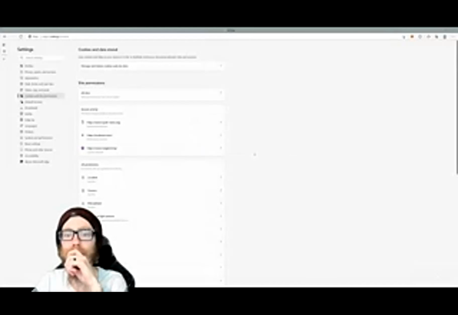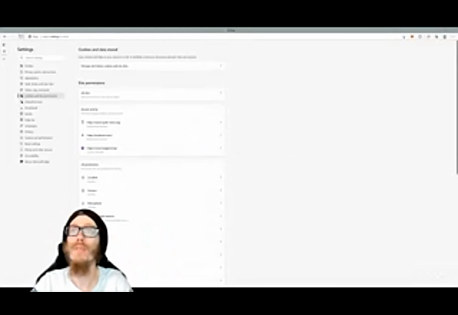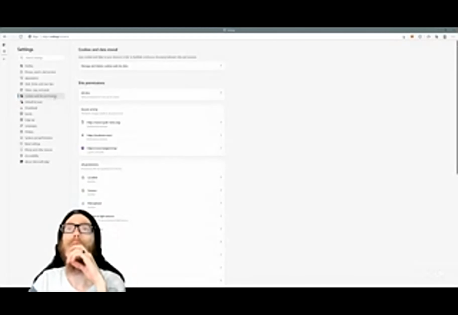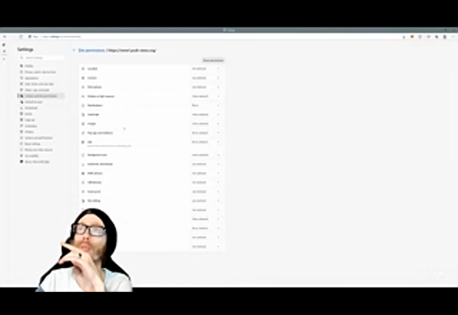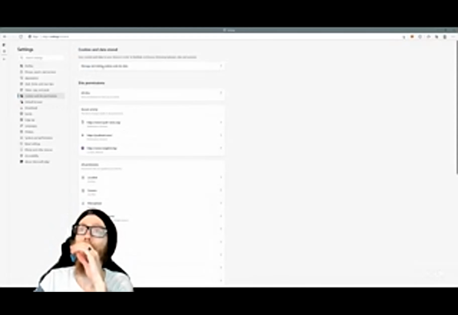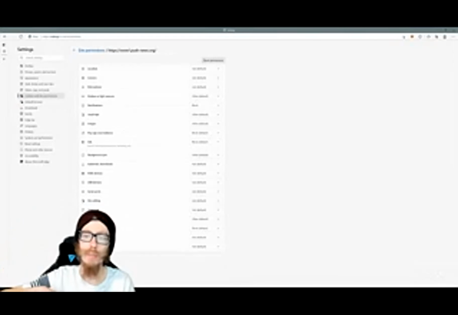There you go. All right, so this is with Edge. I'm not sure if it's the same with other browsers, but if you have it set to allow notifications, you go to site permissions and then find it. It's www.one.pushnews.org, and you simply want to set it to block notifications, and that will fix the issue. I have not had any issues since then. I just went through and blocked everything on it.